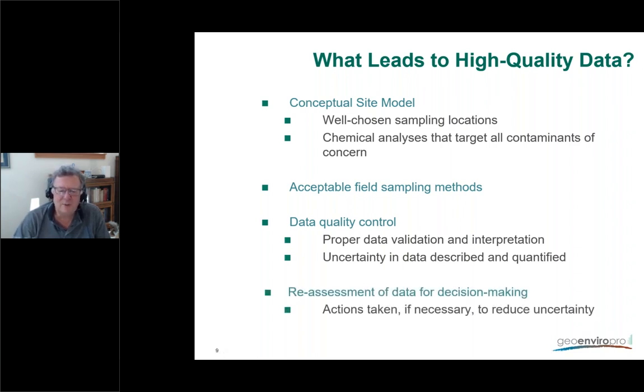And then lastly, and this is one I threw in recently, once we've done all the right things and we've got our data quality control data back, we need to look at that data and reassess our main database to see if there's anything that would affect our decision making. Have we got a contaminated site or not? Have we cleaned up a site or not? Have we characterized that stockpile properly? And if reassessment says we have too much slop in our data, for example, we need to take actions to reduce that uncertainty.